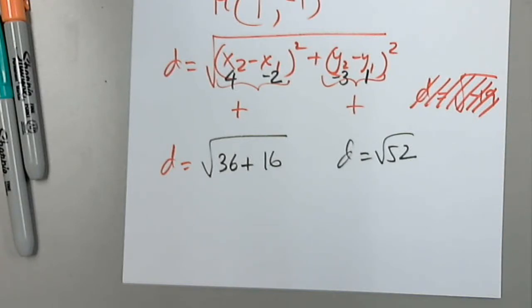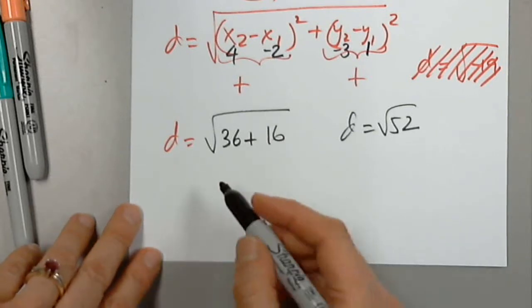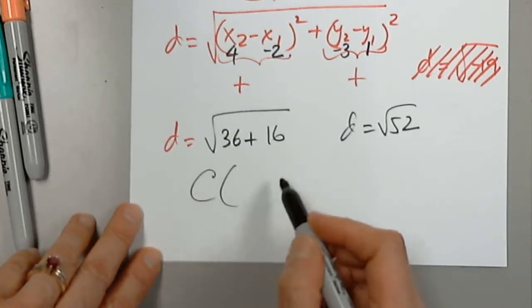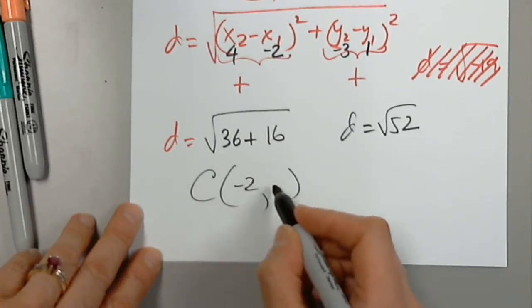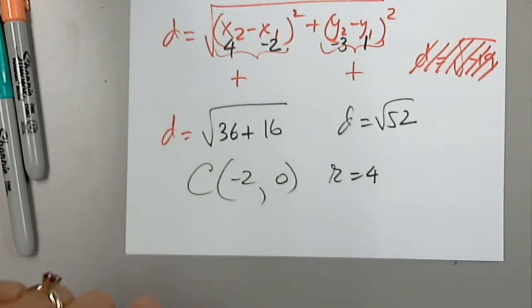Let's look at a circle. Let's say, for example, we have a circle with a center at -2, 0, and a radius of 4. Can anyone give us the equation of the circle?